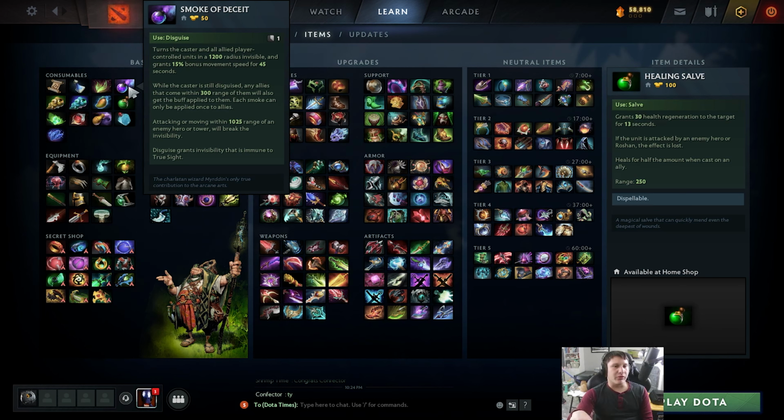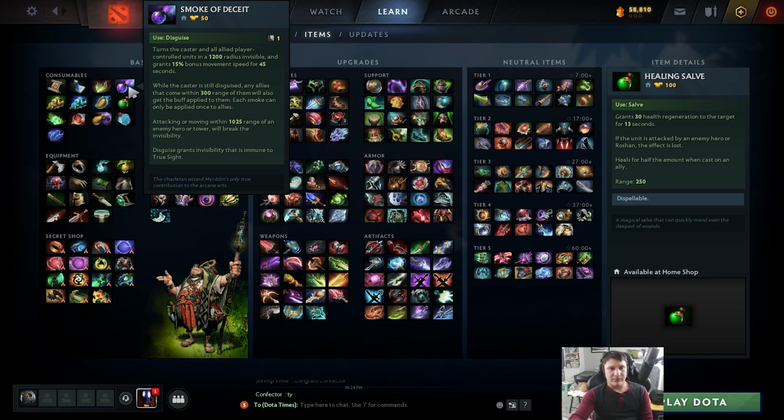Each smoke can only be applied once to allies. Attacking or moving within 1025 range of an enemy hero or tower will break the invisibility. Now this part at the end is very important. Disguise grants invisibility that is immune to true sight. So, it can only be broken by a hero.